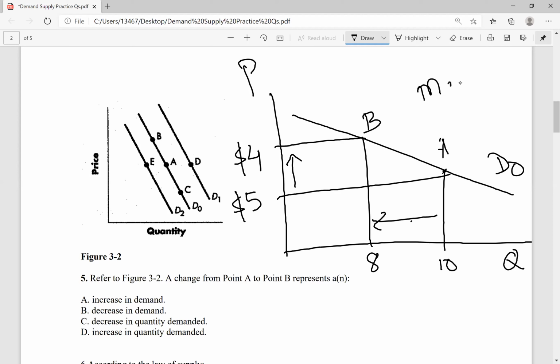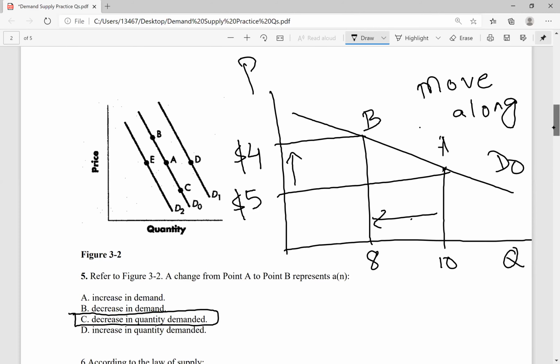Because we are going to move along the demand curve, let me just take this off. As we are moving along the demand curve here, my price is decreasing. I'm going to use the word quantity demanded. My quantity demanded is decreasing.